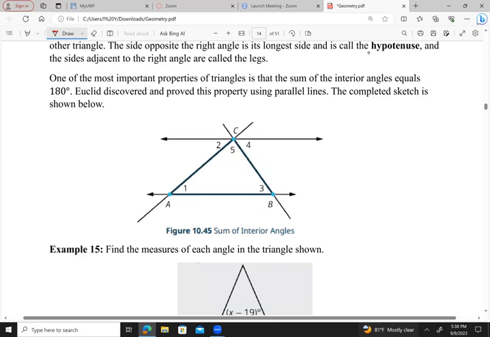So let's play with this a little bit and see if we can do that. So we're told that this line here and this line here are parallel. So I have angle C here. It's the same as 5. Same measure. Vertical angle. Then I have two parallel lines intersected by a transversal. Alternate interior angles are equal. So 4 is equal to 3, which means this is equal to 3.